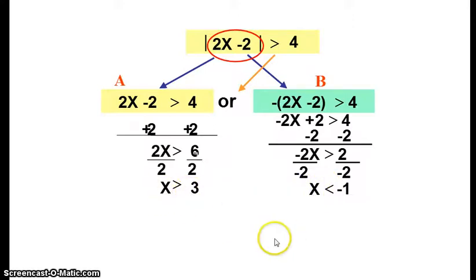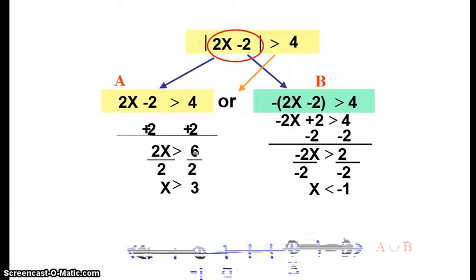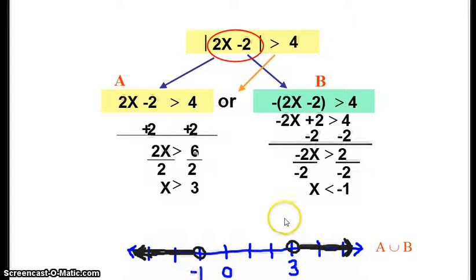Greater than 3 goes out to the right of 3. Less than negative 1 goes to the left of negative 1. There's no overlap. I have a pretty graph here. I didn't have one from before in my presentation. So here's less than negative 1. Here's greater than 3. You can see this is a union. So we do know that we have an OR.